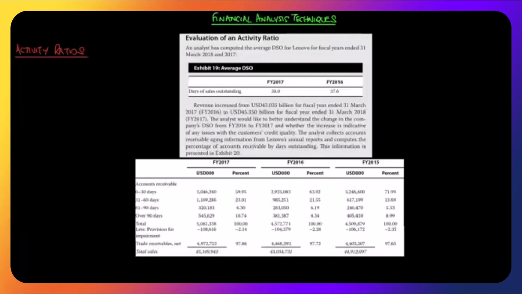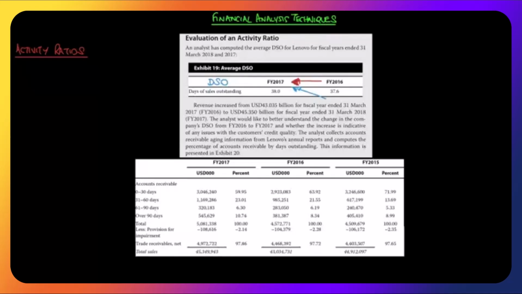Here we go. An analyst has computed the average DSO for Lenovo for the years ended 31st of March 2018 and 2017. This is more fun. Now I have context. Whenever you're presented with data, first thing I do is make sure I'm absolutely 100% on which way time is going, because sometimes they switch it around. Time is going here from right to left, and then I draw an arrow in to show the trend, 37.6 to 38. Days of sales outstanding has increased. Without any other information, my basic assumption there is people are taking longer to pay, which is not a great thing.